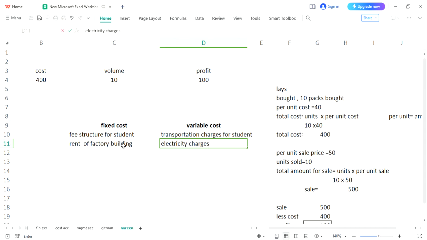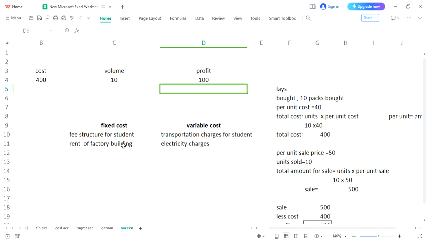If you are working 15 days per month, the electricity bill would be different than if you are working 20 days. So the more you work, the more electricity charges. The less you work, the less you use your plant and machinery, and the lower the electricity bill. So it would be considered a variable cost.